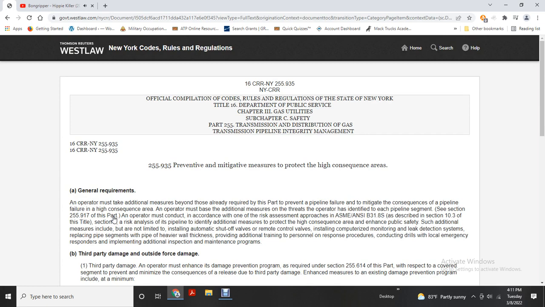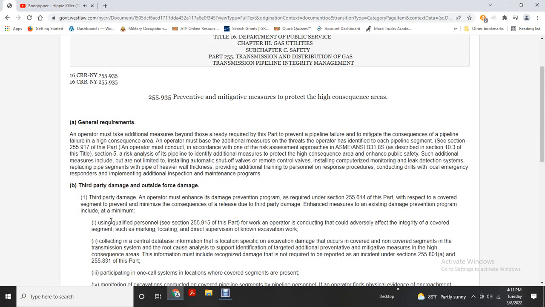Alright, preventive and mitigative measures to protect high consequence areas. General requirements. The operator must take additional measures beyond those required by this part to prevent pipeline failure and to mitigate the consequences of pipeline failure for the high consequence area. The operator must apply the additional measures for the threats the operator identifies with each pipeline segment.